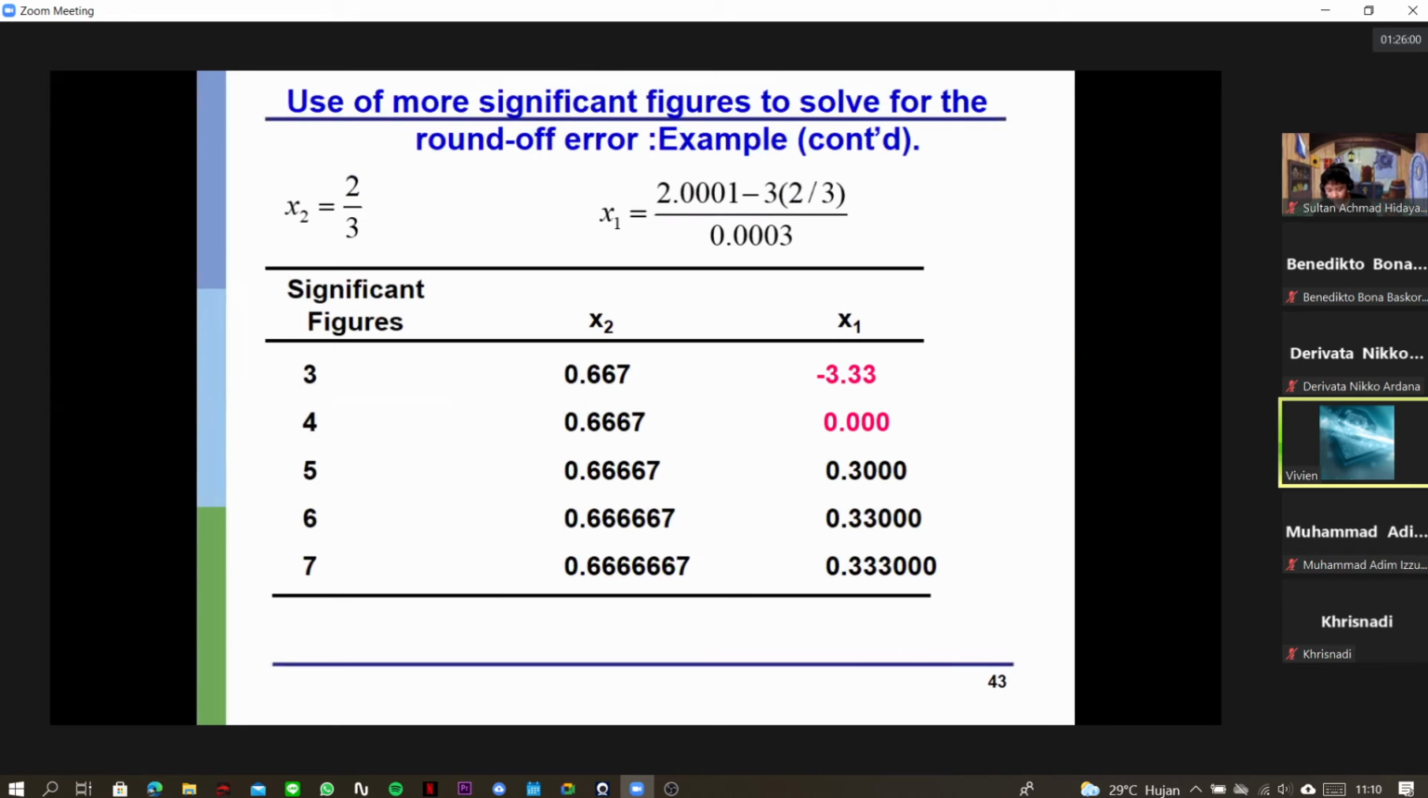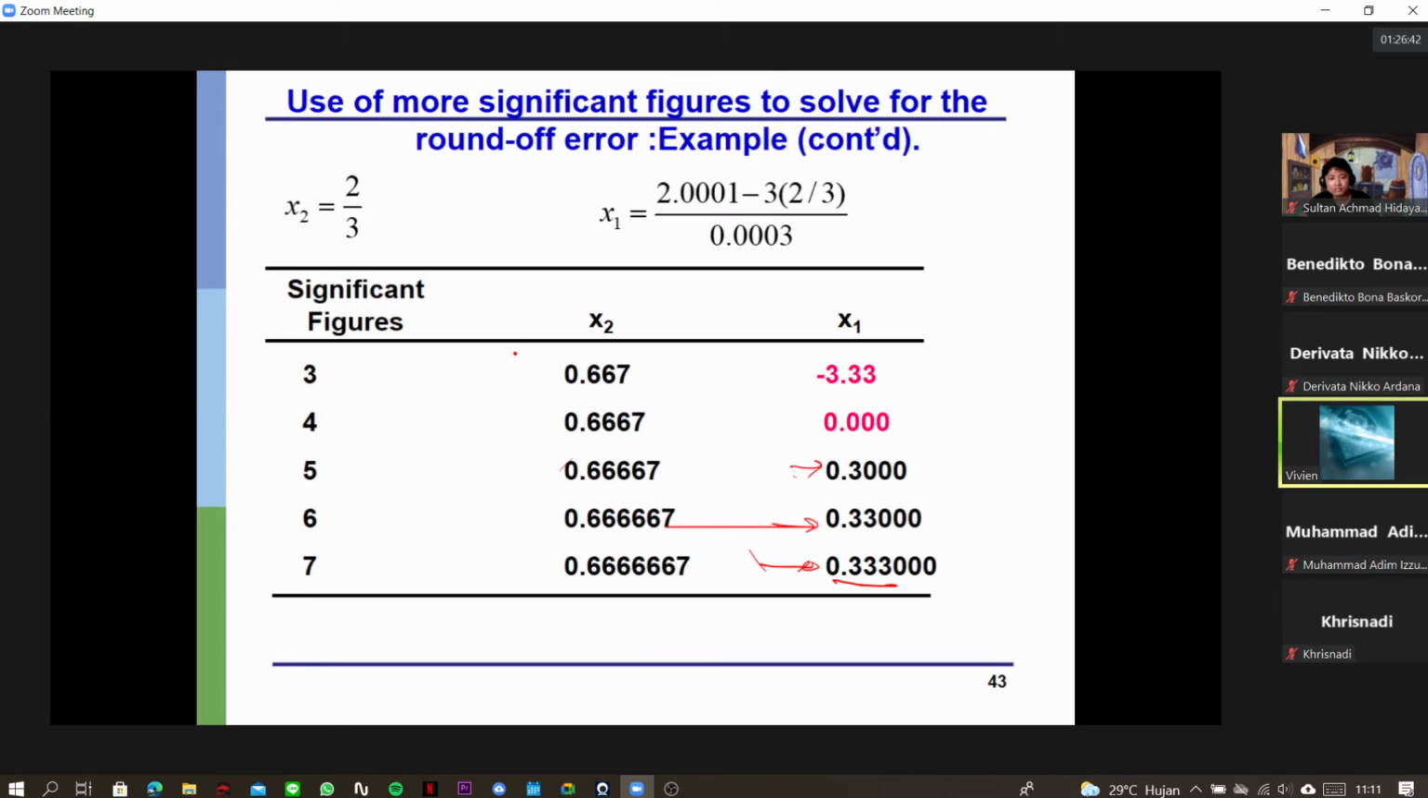Okay, so what we can do here is try with more significant figures in the calculations, and we can see that as we increase the number of significant figures, say we use 5, for example, the value is 0.3. And if we use 6 significant figures, increasing again, 0.33 and so on. So that means if we include more significant figures, that will result in a more accurate result. We can see that it is getting closer.